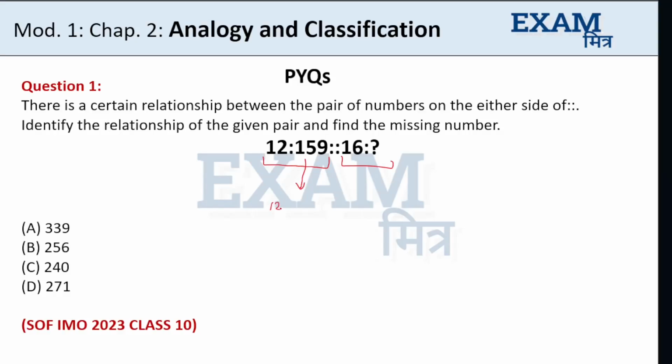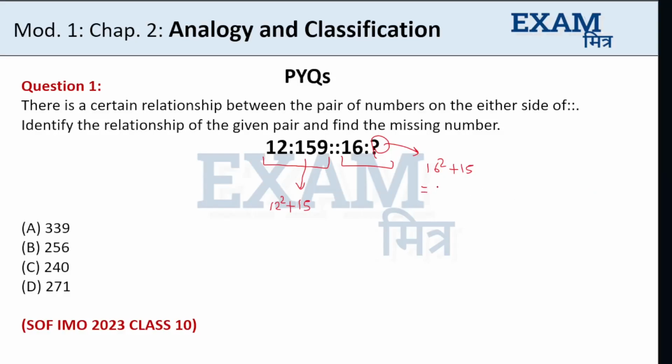See, if I find the square of 12, then it is 144. And if I add 15 to the square of 12, that is 144 plus 15, I am getting 159. So that means if I need to find the value of this question mark, I need to find the sum of this 16 square and then 15. That means I will find the square of 16 and then add 15 to it.